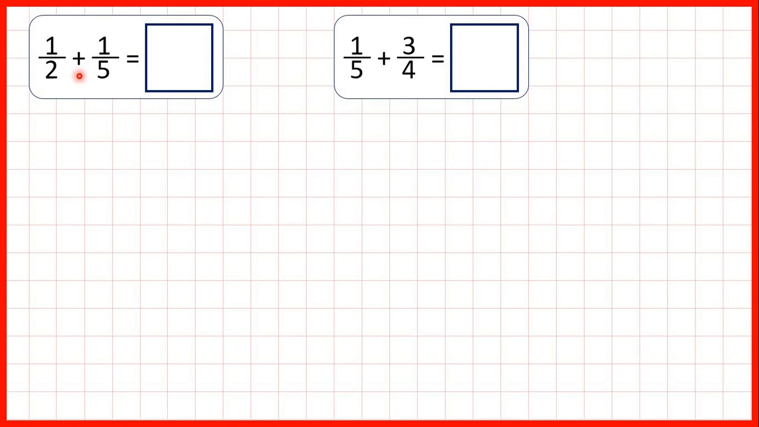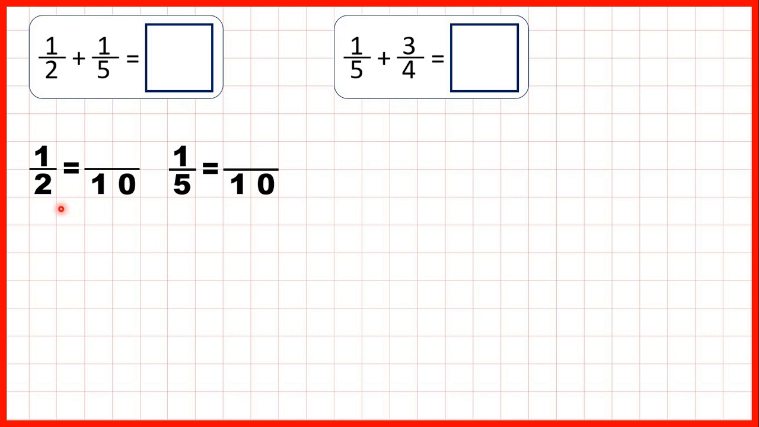Now we're adding fractions with different denominators, but this time the larger denominator is not a multiple of the smaller denominator. So first we have 1/2 plus 1/5, but 5 is not in the 2 times table. So that means we need to find 2 equivalent fractions. We need a common multiple of 2 and 5 to use as our denominator, and the lowest common multiple of 2 and 5 is 10.